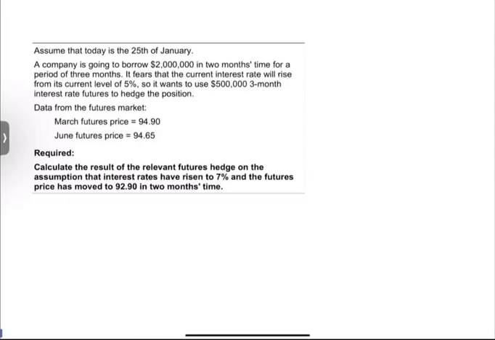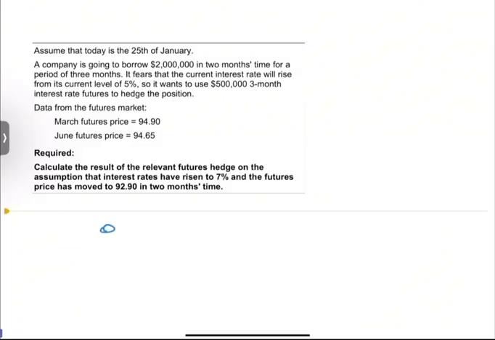So today is 25th of January. A company is going to borrow 2 million in 2 months. So you can see the lag period is 2 months. But he can't just hold his hands for 2 months and be waiting for what interest rate will be. He wants to hedge. And the transaction that he wants to hedge is for 3 months.